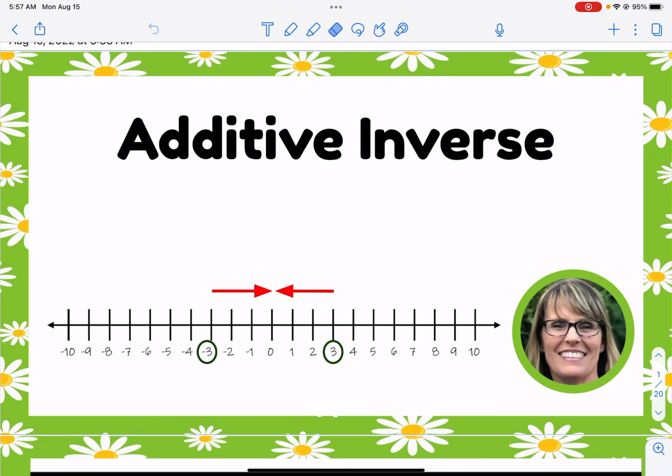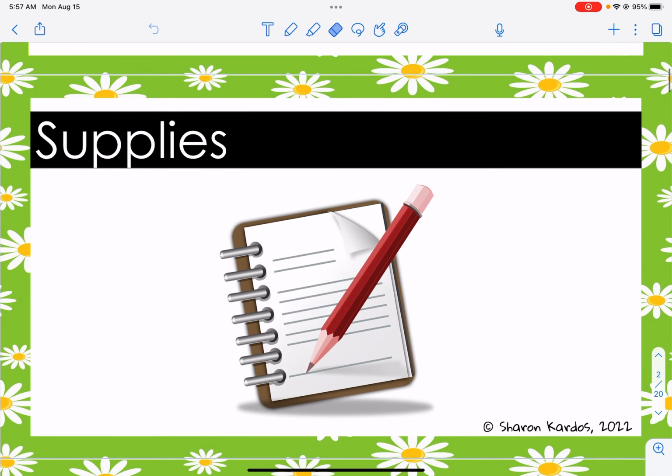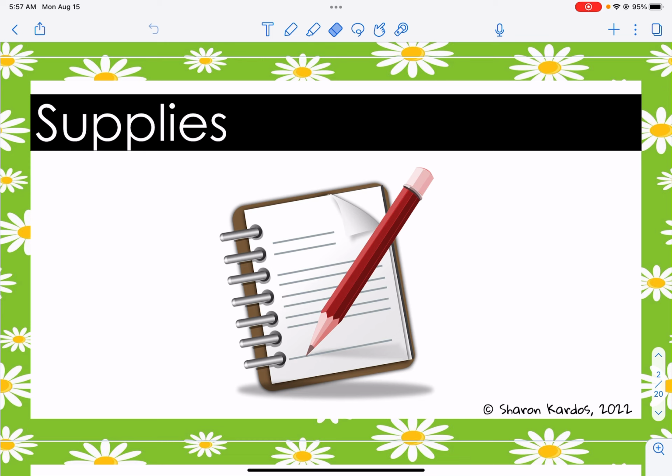Today's topic is additive inverse. So make sure you take a minute to say that word to yourself, practice it, additive inverse. Grab your pencil, your paper, or your notes and let's get started.